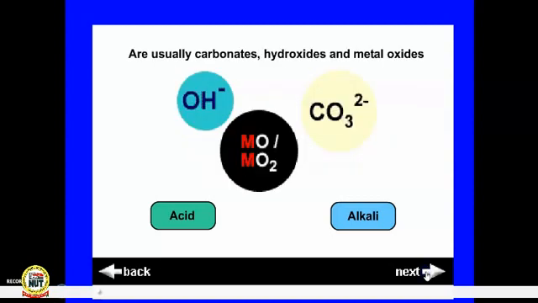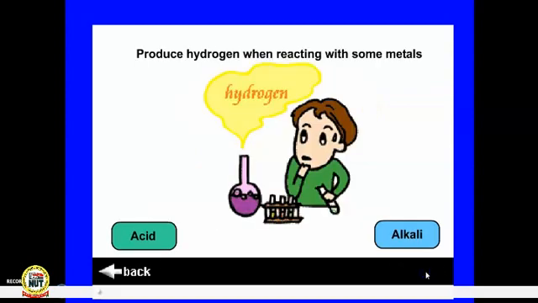Are usually carbonates, hydroxides and metal oxides. What are they? Alkali or acid? Produce hydrogen when reacting with some metals? Well, you may not be able to fathom this, but actually acid is one that produces hydrogen ions when reacted with what? Some metals. Okay?